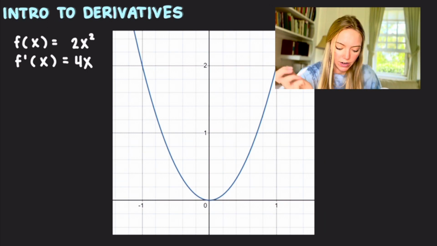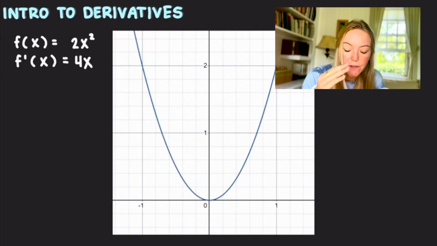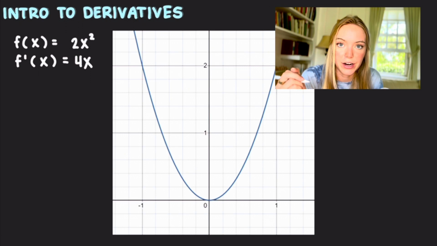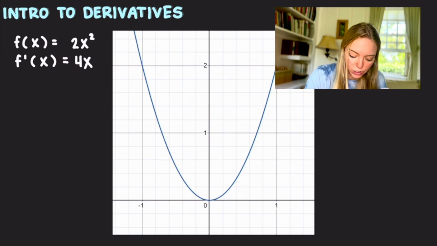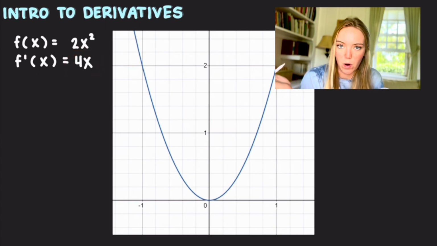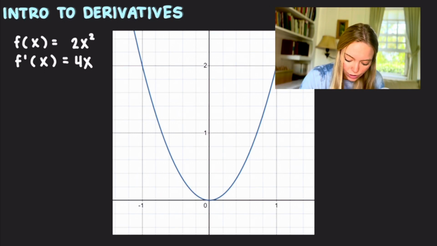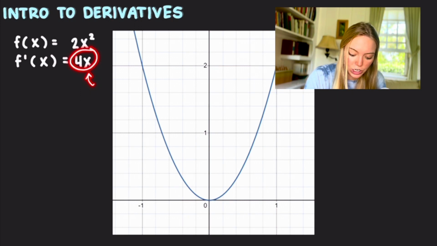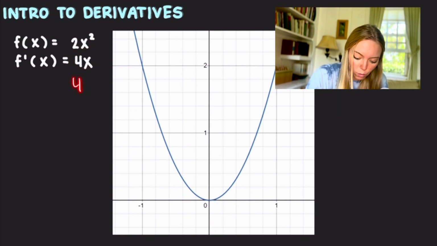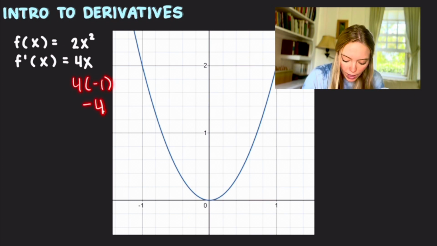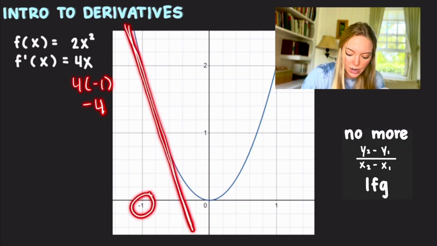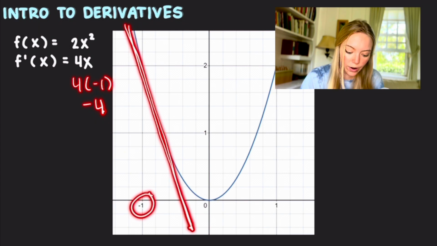So what is a derivative? If you want to find the slope at any point on this graph, right here, you can use the derivative function. So you can use this function, meaning what? If I wanted to find the exact slope at -1, I would plug -1 into the derivative function, and that would give me 4 times -1, which is -4. So I would know that the slope at -1 is equal to -4. This line right here has a slope of -4.